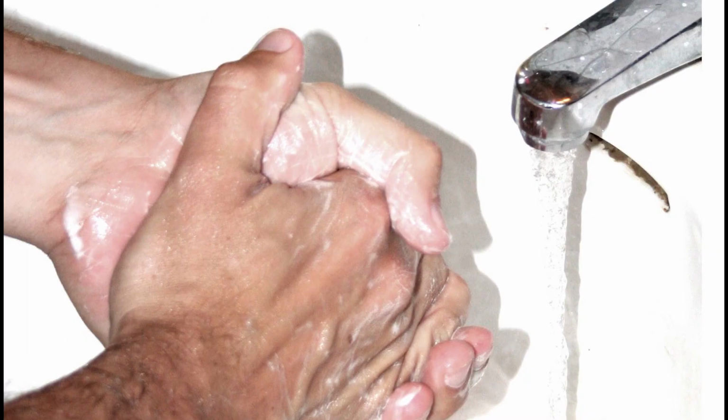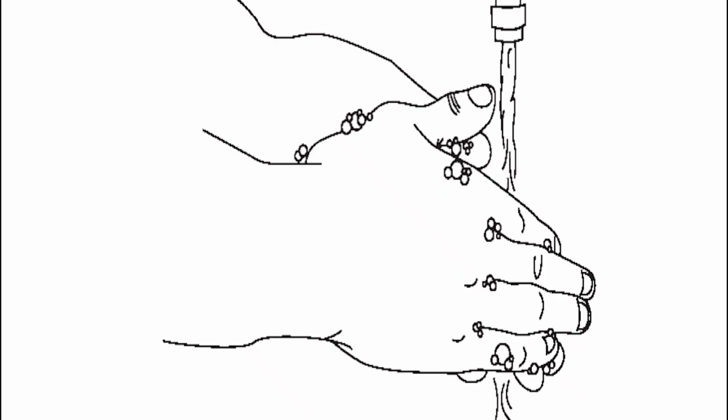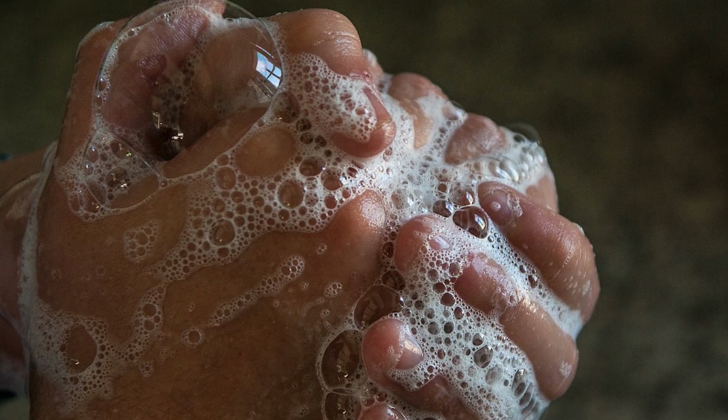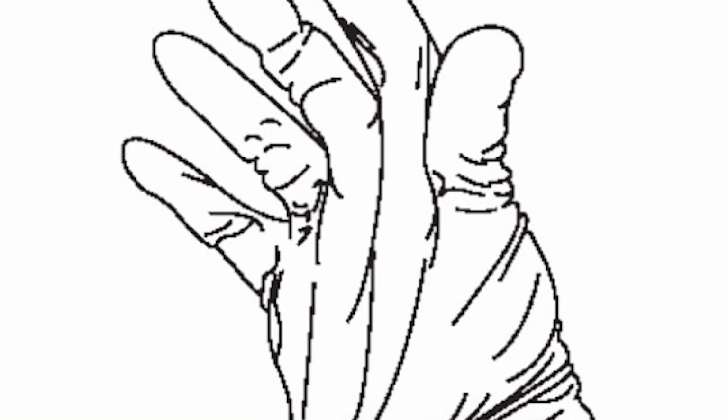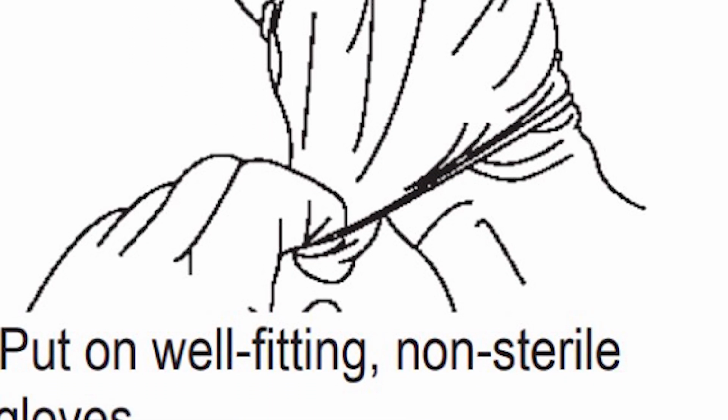Perform hand hygiene and put on gloves. Wash hands with soap and water and dry with single-use towels, or if the hands are not visibly contaminated, clean with alcohol rub. Use 3 ml of alcohol rub on the palm of the hand and rub it into fingertips, back of the hand and all over the hand until it dries. After performing hand hygiene, put on well-fitting, non-sterile gloves.